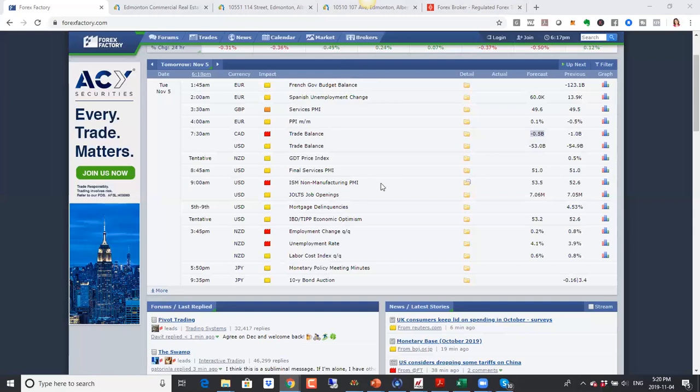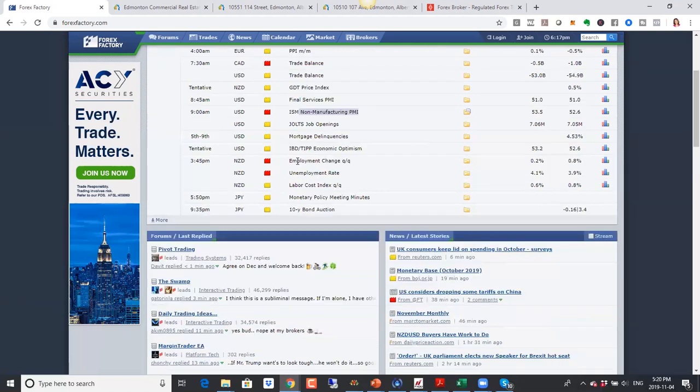Then we also have ISM non-manufacturing PMI numbers here. The PMI numbers that came in last week were negative. So if these numbers come in negative as well, that will have a negative impact on US dollar. We're likely to see US dollar drop, and the US dollar crosses go up. So keep that in mind. The PMI numbers are very important because they're precursors, or leading indicators. So we need to pay attention to this. This is likely to move the market here.